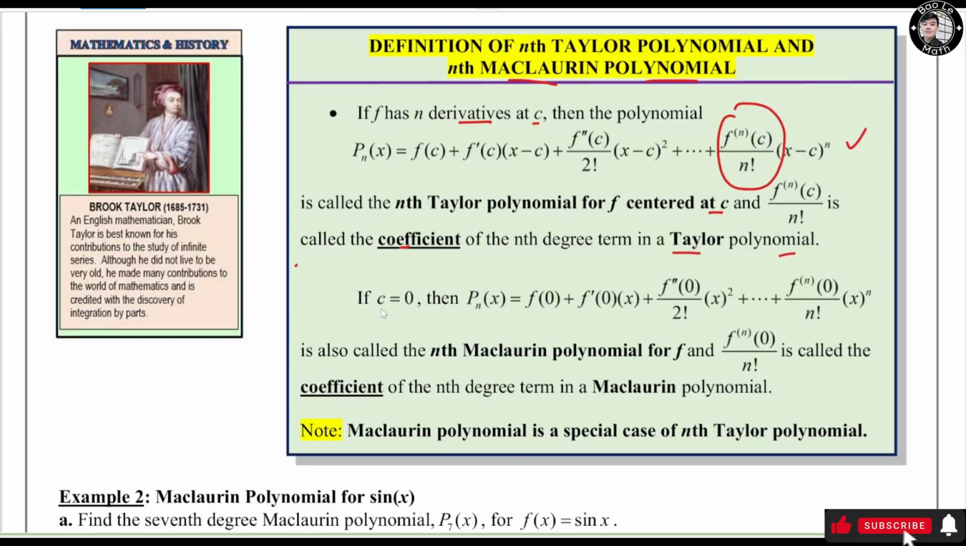Similarly, if c equals 0, substitute 0 for c, and you're going to end up with f of 0, f prime of 0 times s minus 0, which means s. F double prime of 0 over 2 factorial times s minus 0 squared is going to be s squared. And then the n terms right here are called the nth Maclaurin polynomial for the function f, and this one right here is called the coefficient of the nth degree term in a Maclaurin polynomial. Note that the Maclaurin polynomial is a special case of the nth Taylor polynomial.